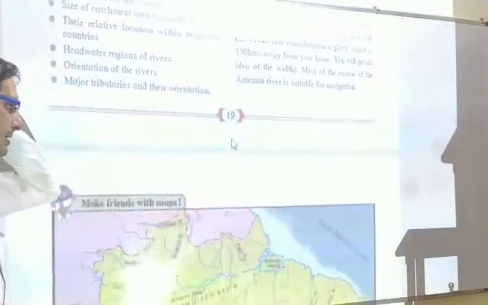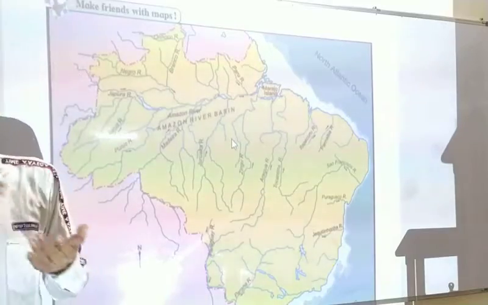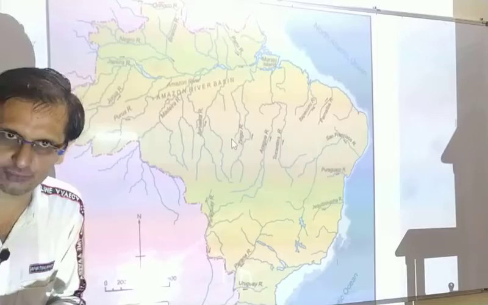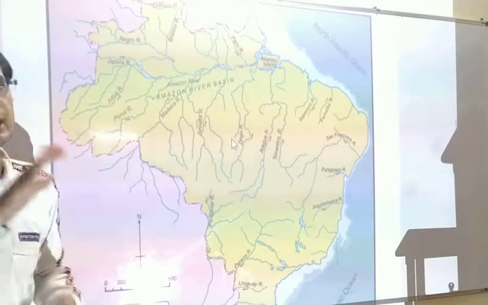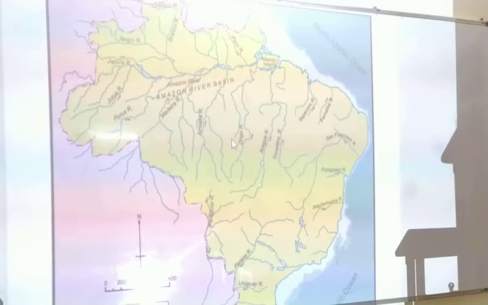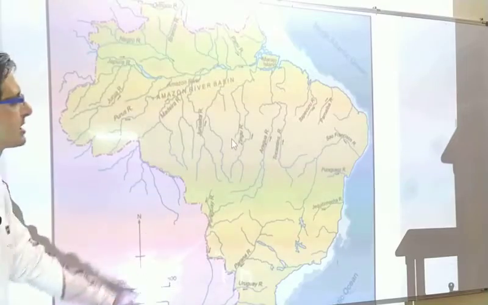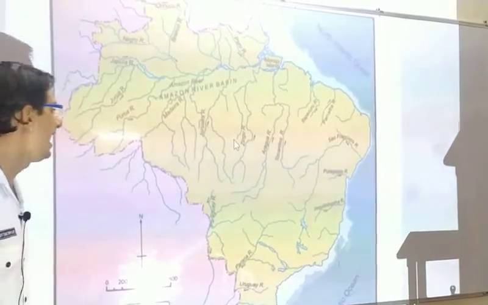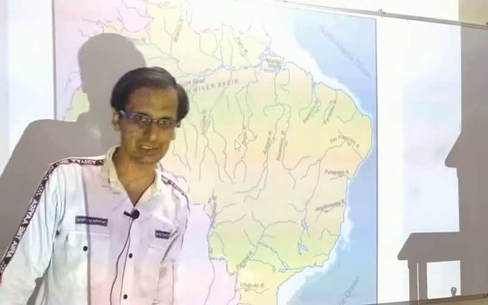Now we'll go to page number 19, drainage of Brazil. The same way we studied the physiography of India and then the physiography of Brazil, we are going to study first the drainage of Brazil, and after completing this topic we will go to the drainage of India. You can see the map of Brazil here. So many rivers are flowing, but the main river is the Amazon, the largest river in the world as well as the largest river in Brazil, that is nothing but the Amazon River Basin.